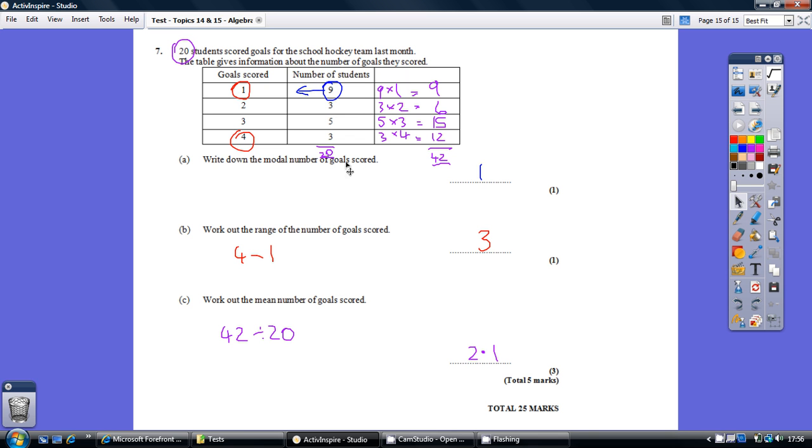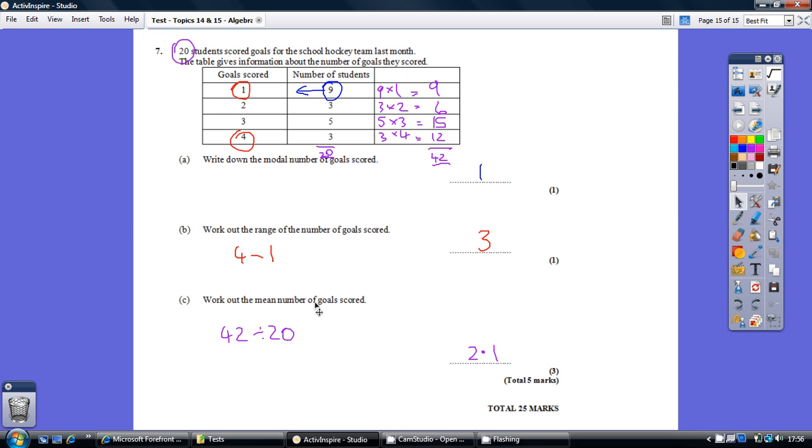So, the modal number of goals scored. What was the most number of goals scored? Well, that's easy enough. 9 students scored 1 goal, and that's the most. So the mode number of goals scored is 1. The range means the biggest number of goals scored, which was 4, take away the smallest number of goals scored, which is 1. 4 taking away 1 is 3.